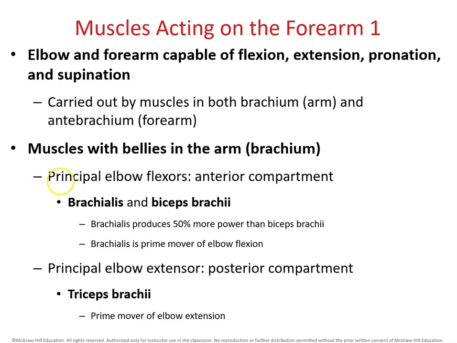Your elbow and your forearm can do lots of motions. They can flex in, they can extend, they can pronate and supinate, they can rotate inward and outward. And these are allowed by muscles of the brachium, of the arm, where your humerus is, and your antebrachium, your forearm.